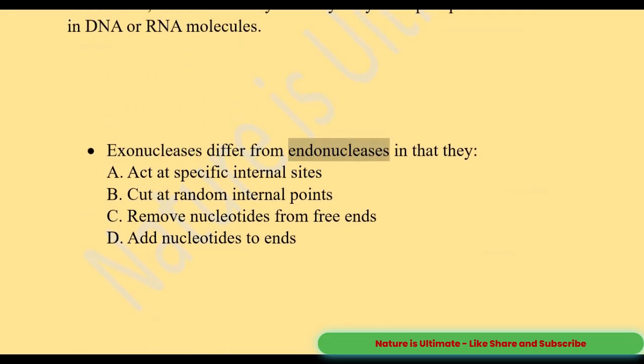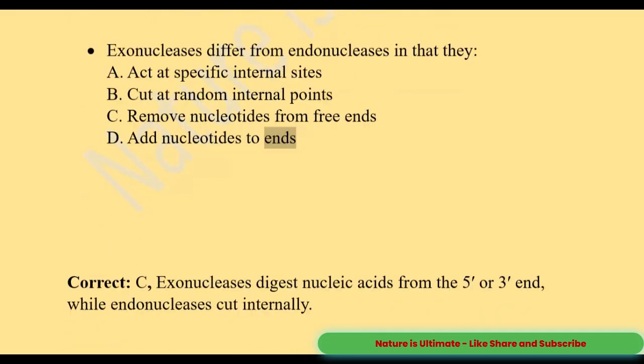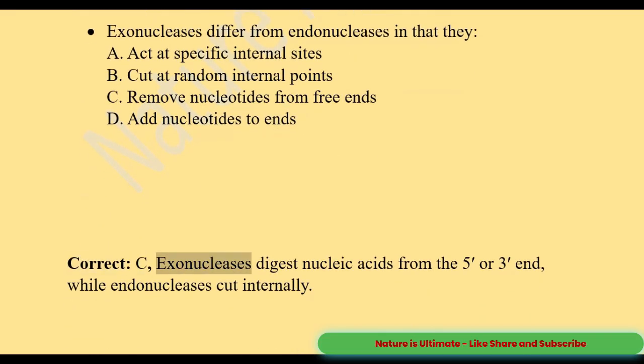Exonucleases differ from endonucleases in that they: A. Act at specific internal sites. B. Cut at random internal points. C. Remove nucleotides from free ends. D. Add nucleotides to ends. Correct: C. Exonucleases digest nucleic acids from the 5' or 3' end, while endonucleases cut internally.